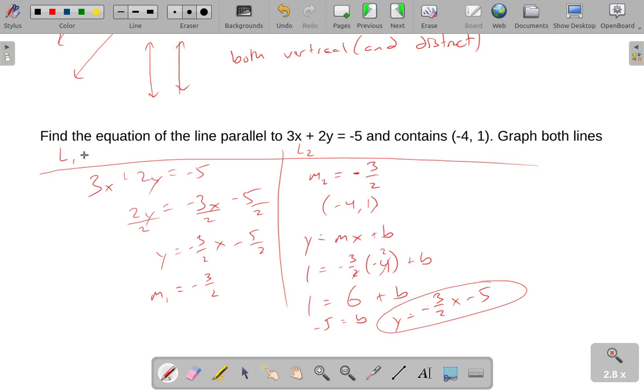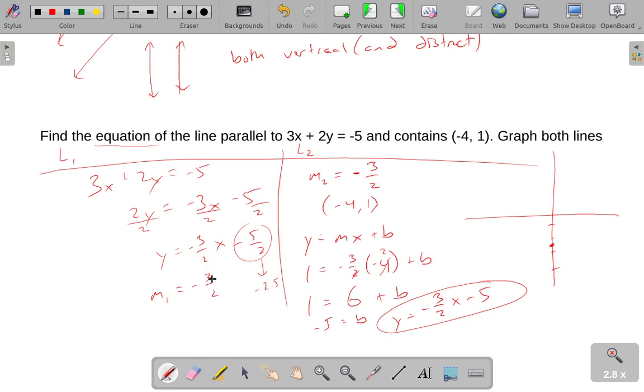So that's the answer to the first part. Find the equation of the line that's parallel to this and contains that point. If I wanted to graph these two lines, I'll go ahead and start off with the point negative 2.5. This right here, that's negative 2.5. That's 1, 2, 3, 4. Negative 2.5 is there. A slope of negative 3/2.